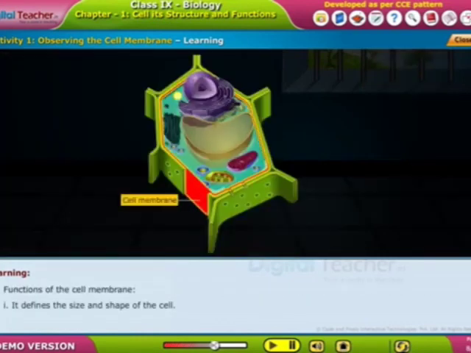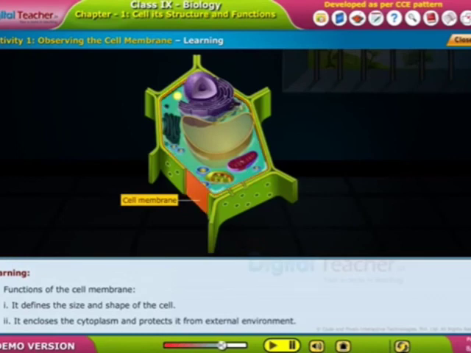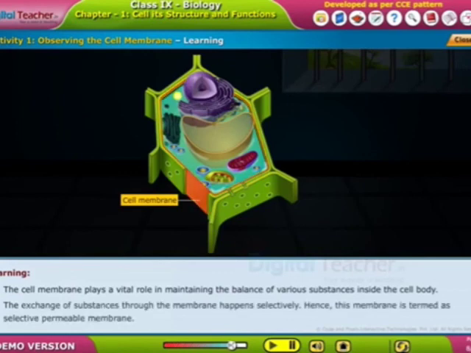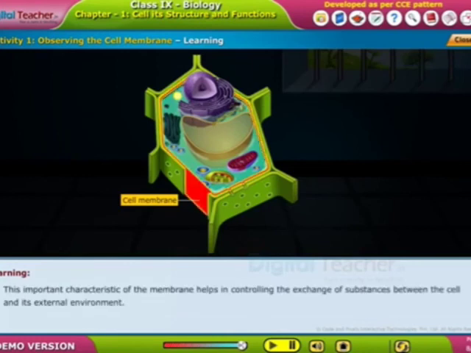It defines the size and shape of the cell. It encloses the cytoplasm and protects it from the external environment. The cell membrane plays a vital role in maintaining the balance of various substances inside the cell body. The exchange of substances through the membrane happens selectively. Hence, this membrane is termed as selective permeable membrane. This important characteristic of the membrane helps in controlling the exchange of substances between the cell and its external environment.